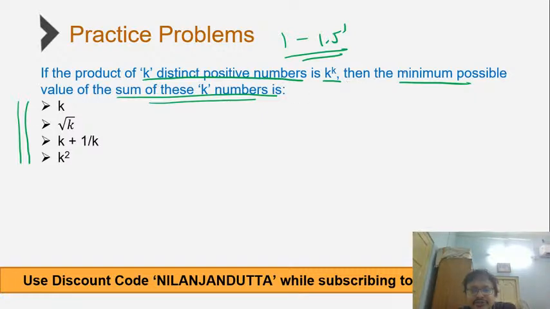So how do you do such questions which are on maxima minima? As I've always said, in any maxima minima question, all you try to do is equate the terms. So if they are saying the product of k distinct positive numbers is k to the power k, try and break them into as equal terms as possible, and then try doing a sum of those almost equal k numbers. So your options are as follows. Try taking a minute or minute and a half and answering the first question.